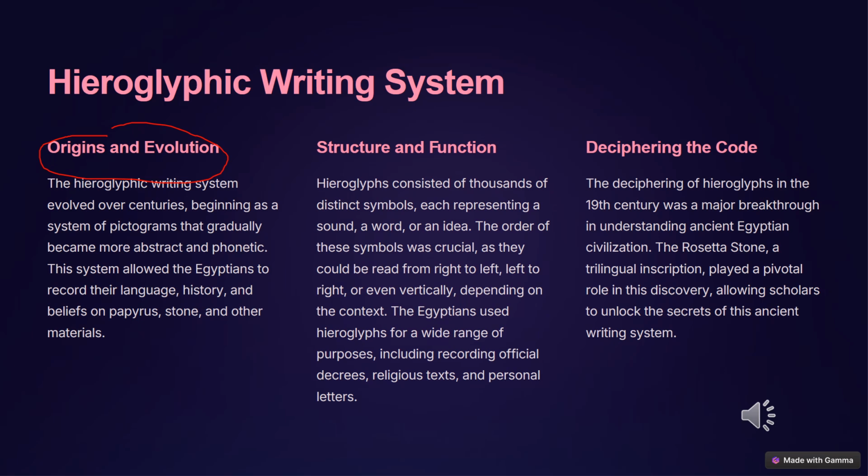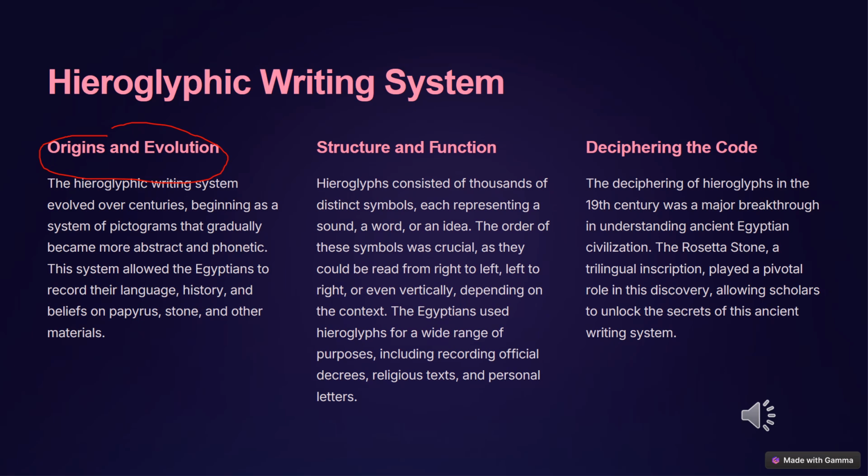The hieroglyphic writing system evolved over centuries, starting as a system of pictograms that gradually became more abstract and phonetic. This evolution allowed Egyptians to record their language, history, and beliefs on various materials such as papyrus and stone.